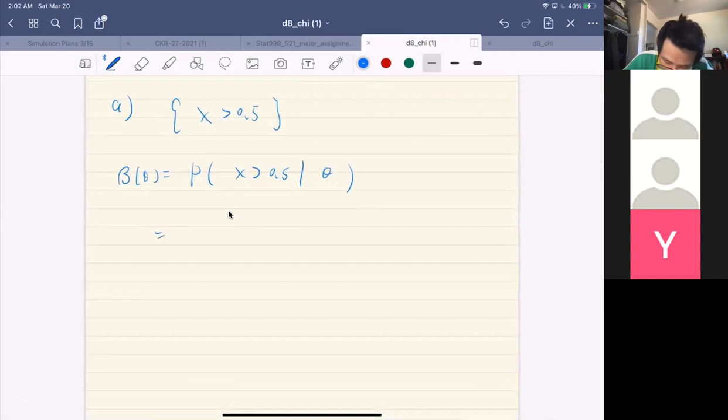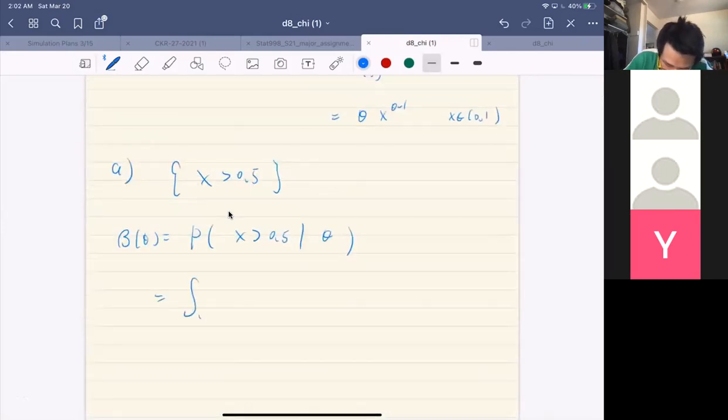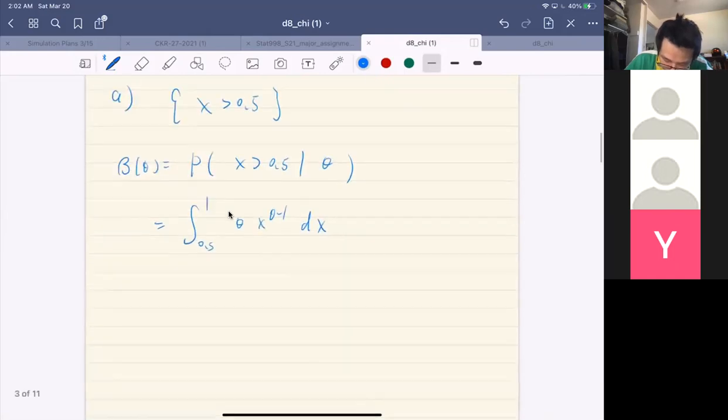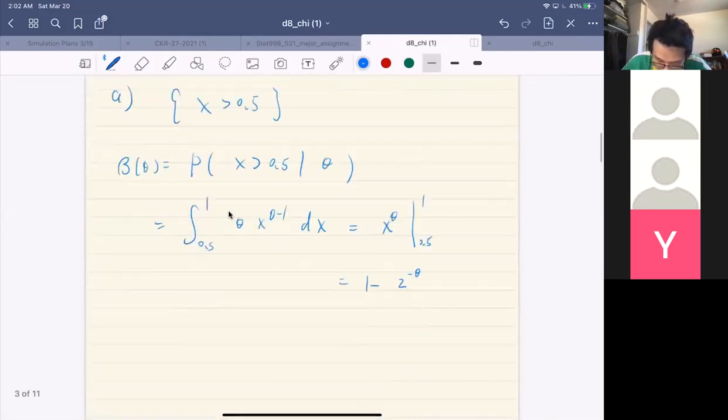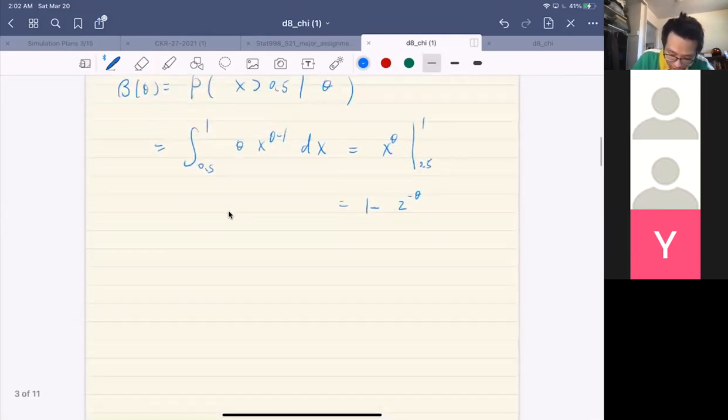So this should be the integral from 0.5 to 1 of theta x to the power theta minus 1 dx. So it is x to the power theta evaluated from 0.5 to 1. So it's 1 minus 2 to the negative theta. This looks good.